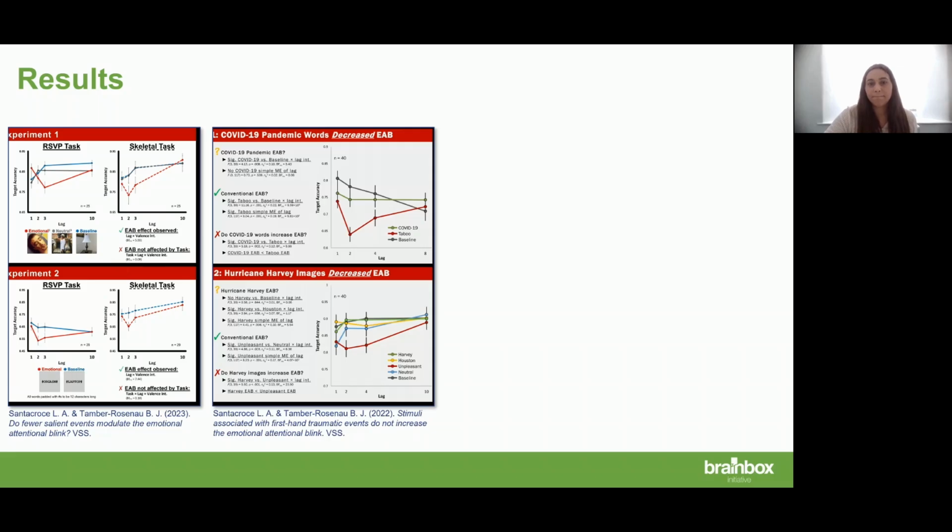This one is similar. I answered the question here in the headers, which was cool. The COVID-19 pandemic words decreased the EAB, and Hurricane Harvey images decreased the EAB. So that's a cool trick you can do: put the answers just in the header. For this particular situation, two kinds of stats were important because I analyzed something a little different than other people have analyzed it. So including both stats here was a little more important, which is why you'll see more stats in this poster than maybe this other poster.